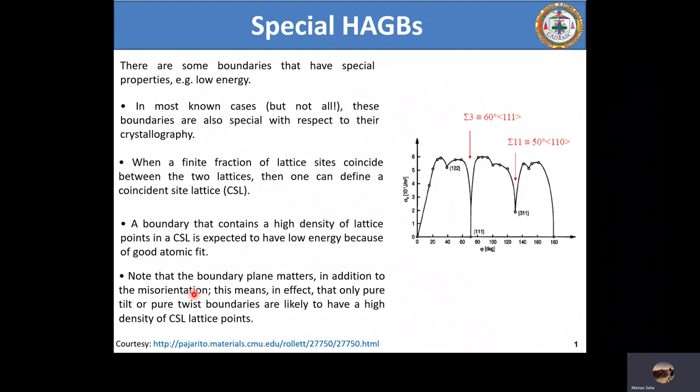So this means in effect that only pure tilt or twist boundaries are likely to have a higher density of CSL lattice points. If we look at this point very clearly, it means a lot, because when we look at the low angle boundary, as I told you in the initial session, low angle boundaries have a misorientation angle ranging from 0 to 15 degrees, based on the Read-Shockley model.